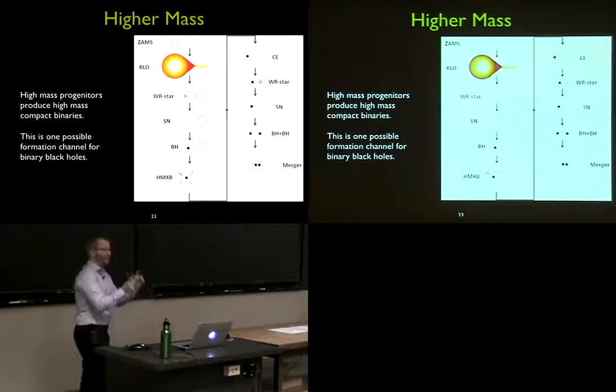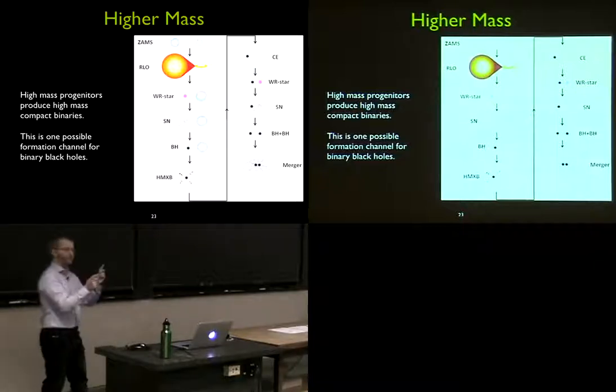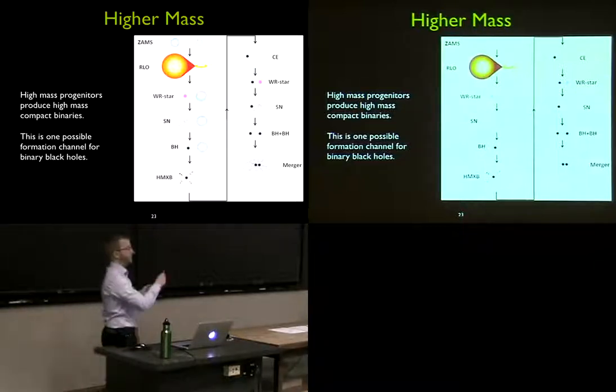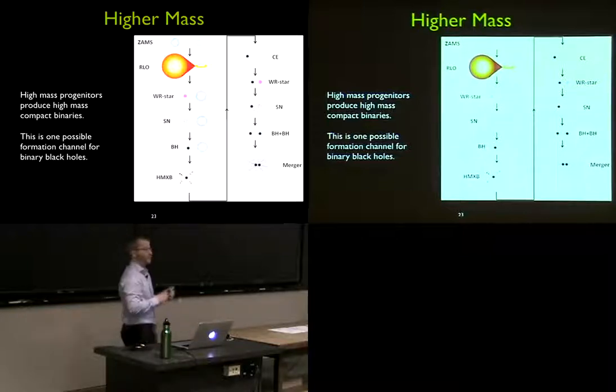The spins of these objects and the orientations of the spins also give us some information about the channels that these things took to be formed. And so that's one of the most interesting astrophysical things we can do once we detect these compact binaries, is use that to inform the kinds of physics that we don't really know very well yet.